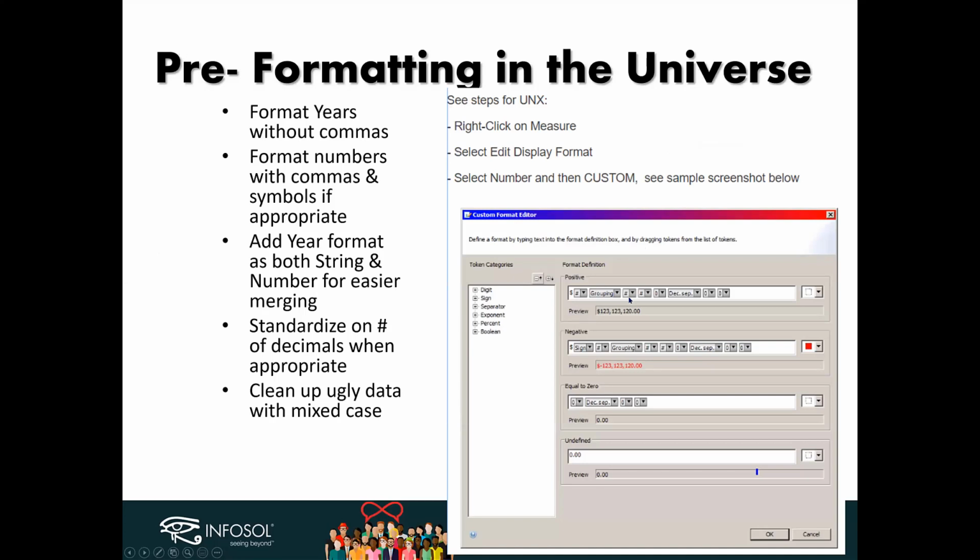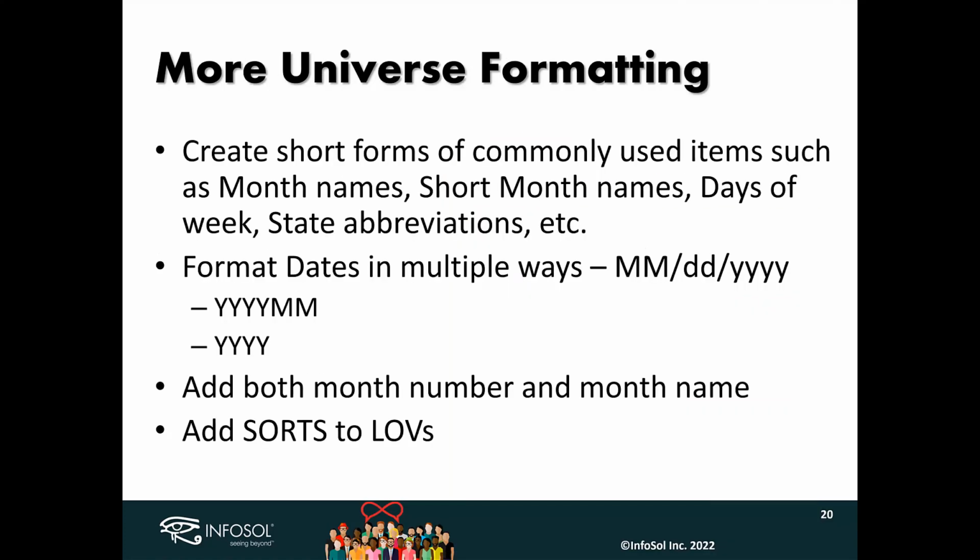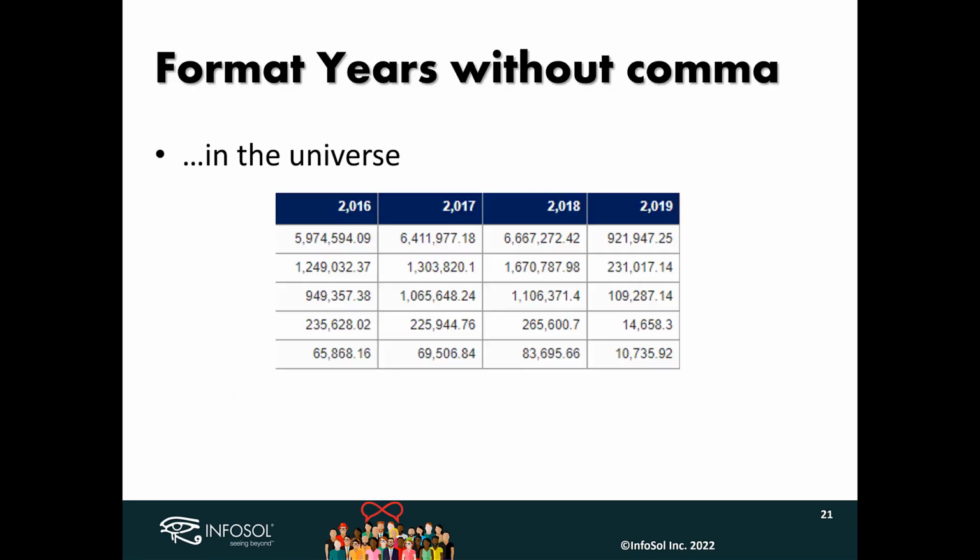And then this I really wanted to bring up. There's really a lot of pre-formatting that should be done in the universe, okay? And I have some examples here. You can add multiple formats for your dates. So you could have it in month, day, year, or year, or just as the year. Add your short month dates, add your weeks, add month numbers, add sorts to your list of values. All of these things are things that should be done in the universe.